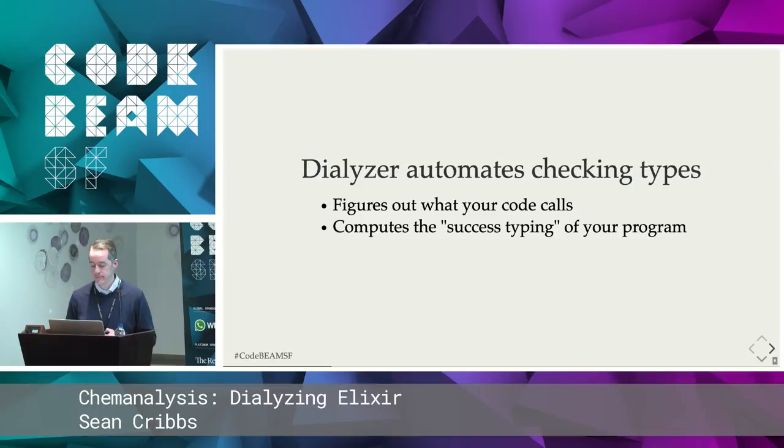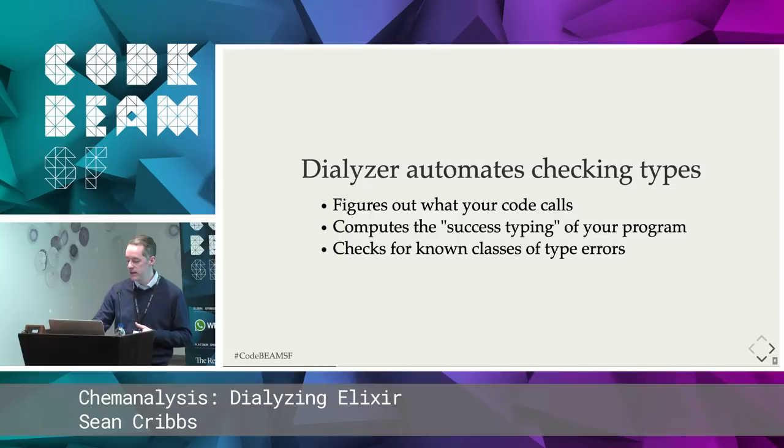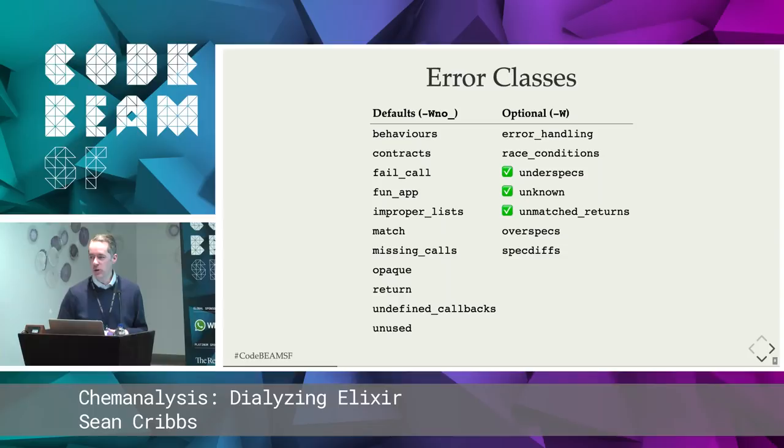Okay, so from there, you have the success typing. It can check the success typing against the annotations and other interactions in your code, against some known classes of errors. There's a whole bunch of them that you can turn on and off with command line flags. Or if you're calling the Dialyzer library directly in your Elixir or your Erlang code, you can pass them as atoms to turn on and off.